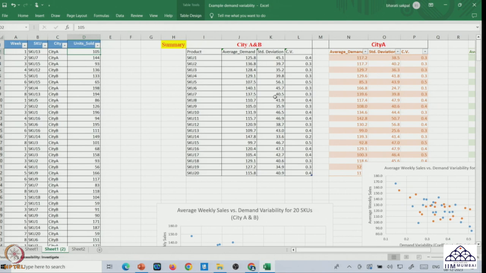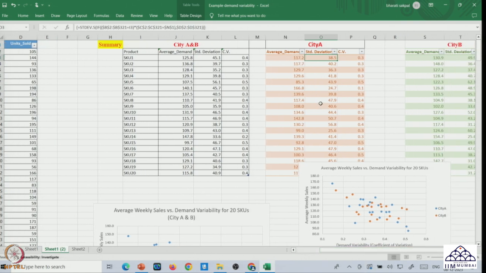Now let us see how we can use it. We have to find out, SKU wise, what is the average demand, and similarly what is the standard deviation for that. We can simply use some of the formulas which are already available in Excel. We will first show the evaluation for city A, and we have to calculate the SKU wise average demand particularly for city A.